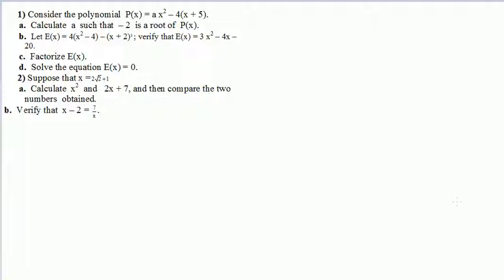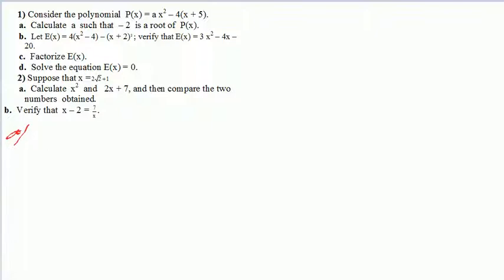Guys, we will continue our series. This time we'll solve another example, and it's gonna be about polynomials. Consider a polynomial p of x equals ax squared minus 4x plus 5. Calculate a such that minus 2 is a root of p of x. I'm talking about part A now.